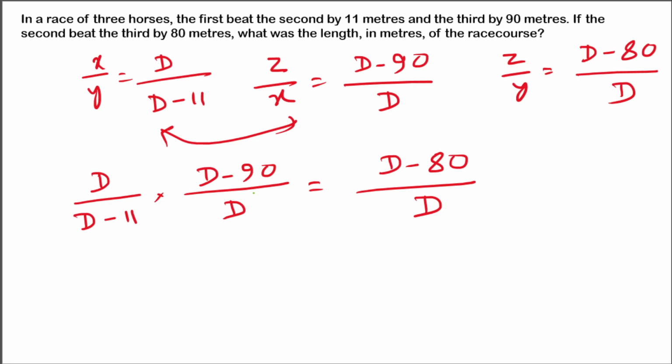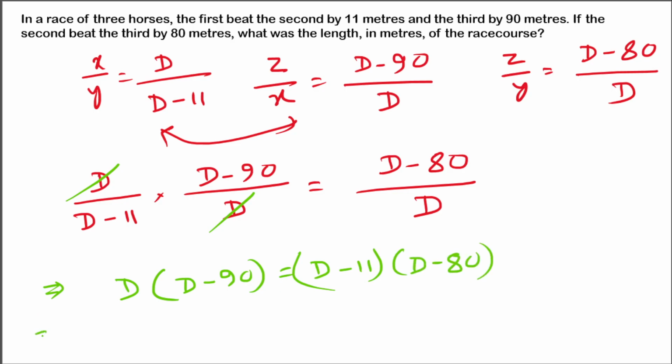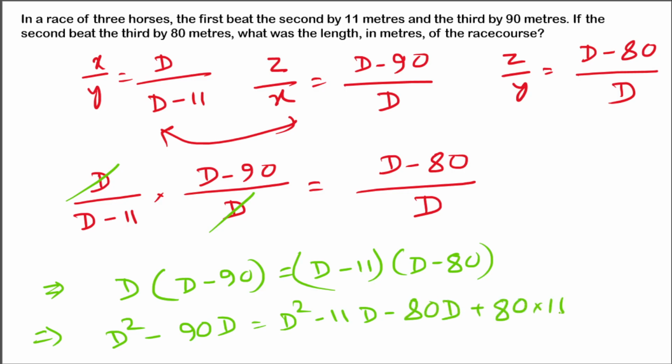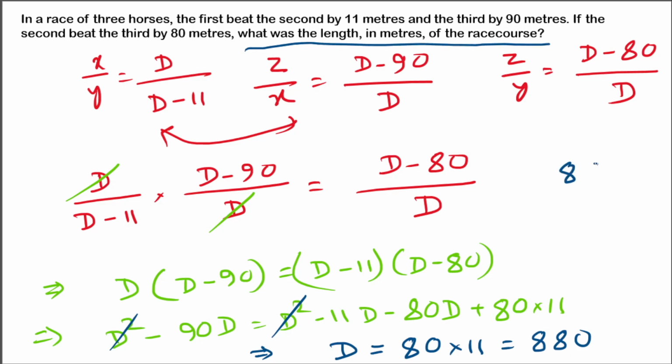So solving this, first of all, we will cancel these two out, right? And then we will write d into d minus 90 equals d minus 11 into d minus 80, right? Now if we calculate this, it is d square minus 90d equals d square minus 11d minus 80d plus 80 into 11. So first thing to notice, this d square gets cancelled. And if you simplify this a bit, it comes out to be d equals 80 into 11, that is 880. So the length in meters of the race course, which is the question, is simply 880.